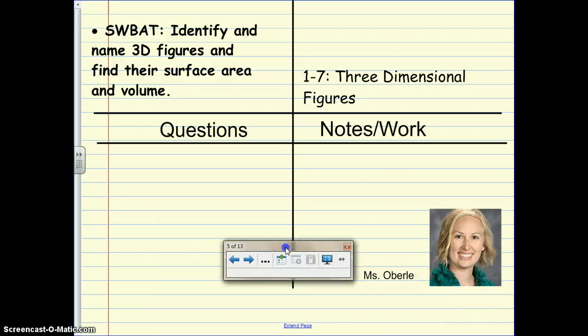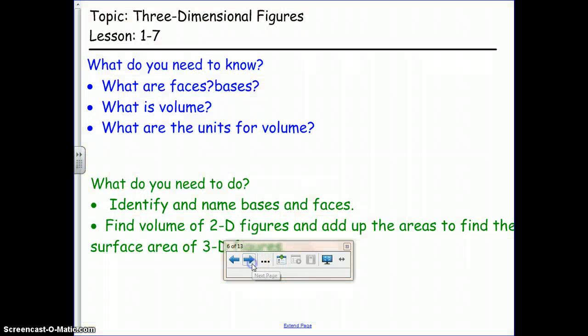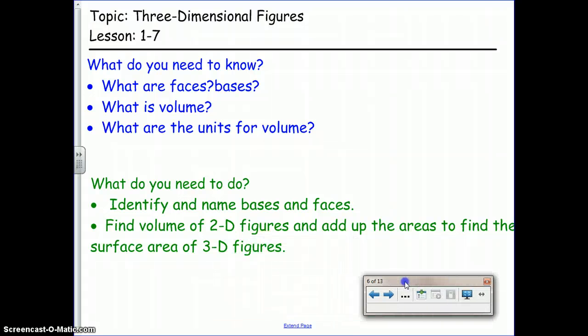Today, by the end of this lesson, you will be able to identify and name 3D shapes. You will also be able to find their surface area and volume. You don't need to write this down, but this is where we're headed.